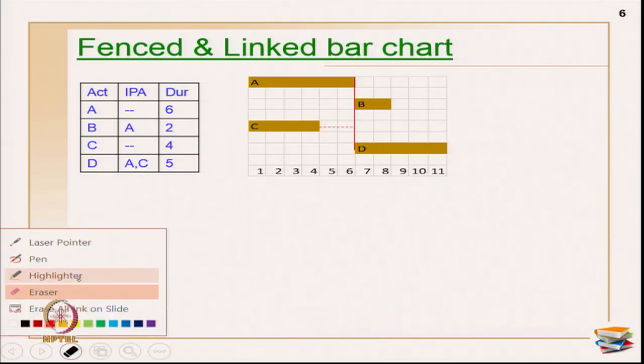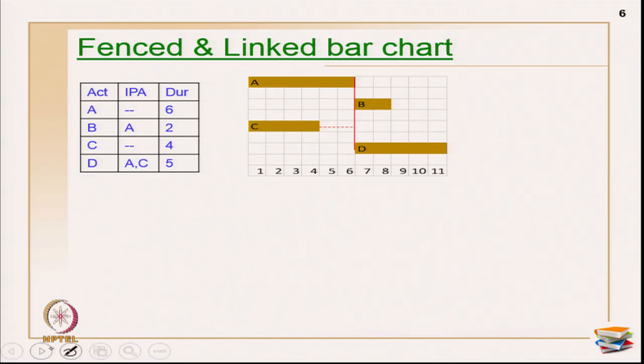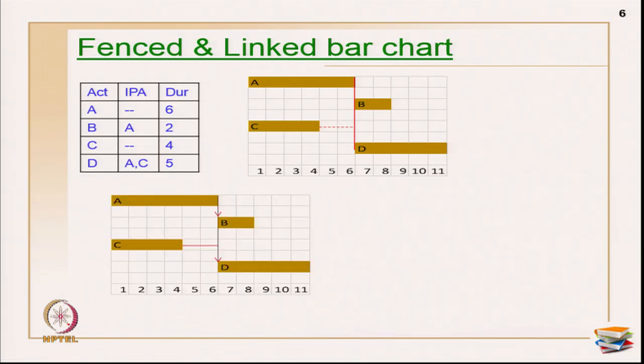Now, this is the fenced bar chart. Now, let us talk about the linked bar chart. In linked bar charts, you use arrow marks to show the relationship. So, in a way it is easier to understand than the fenced case. In linked bar charts, you will see there is an arrow mark from A to B. This shows A and B are dependent, and then I have a straight line here, and then again from A to D and from C to D. Now, here you may have a confusion. The arrow mark from here, is it from A or from B or from both, that you do not know.